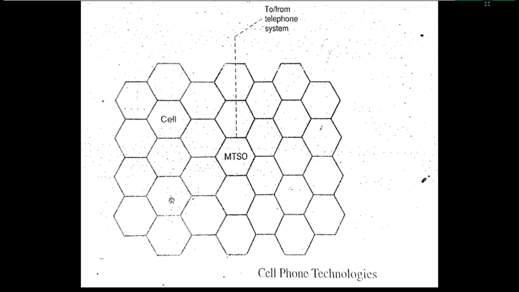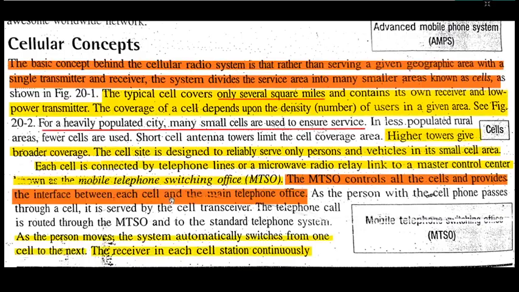Okay, cell A to cell B, and that is how they are controlling, or that is the job of MTSO, and that's why it's written here, as the person will move, the system automatically switches from one cell to the next, and especially the receiver in each cell station continuously. So the receiver is in each cell station continuously, meaning receiving is happening at the same place.